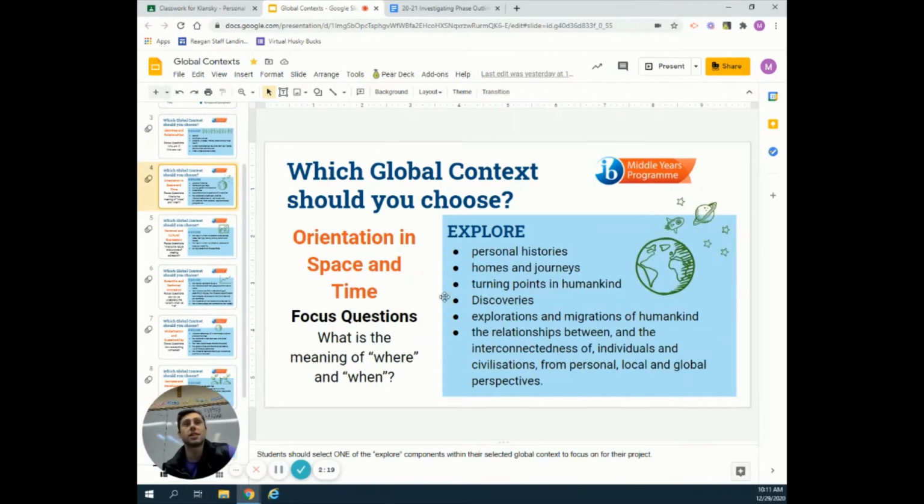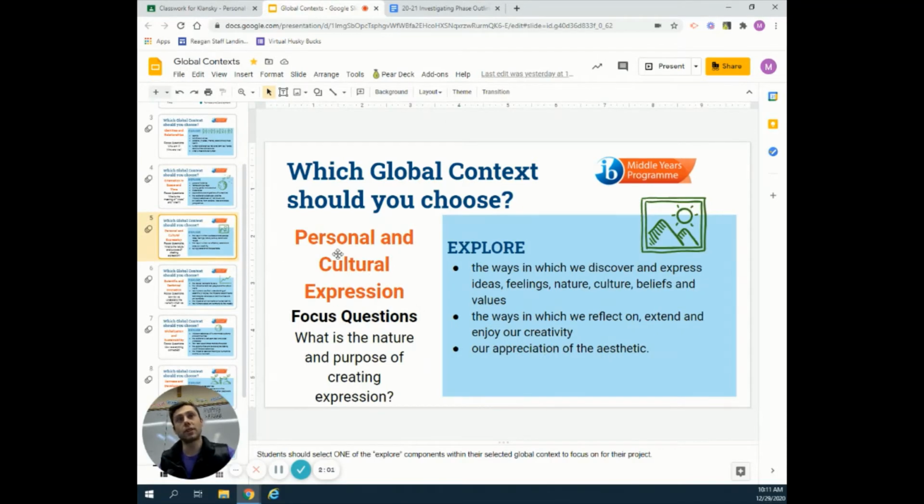Orientation in time and space is all about history. If you're looking at how things changed over time, was this an important discovery, this happened and this leads to something, whatever it is. If it's more history related, orientation in time and space.